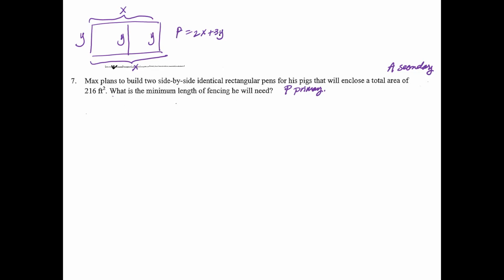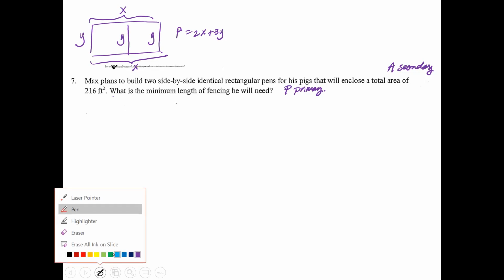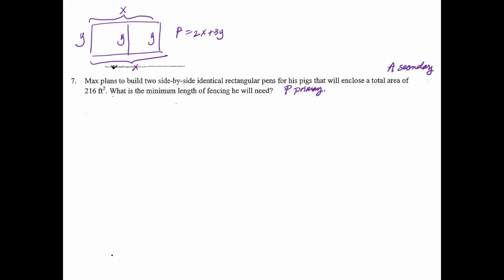I don't want to have an x and a y, I just want to have one variable, but that's where the secondary equation comes in because it's going to help me isolate one of the variables to be able to find the derivative of just one variable. Now the area of this is just going to be x times y. And you also know the area it's given to you is 216 feet squared. All right, I want to have everything in terms of x.